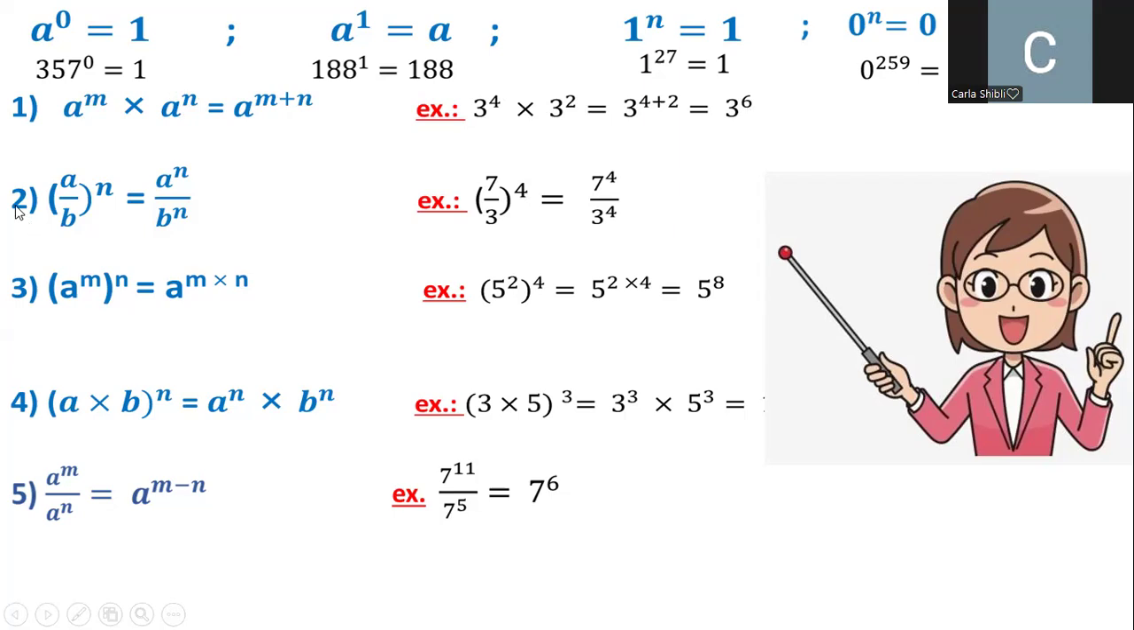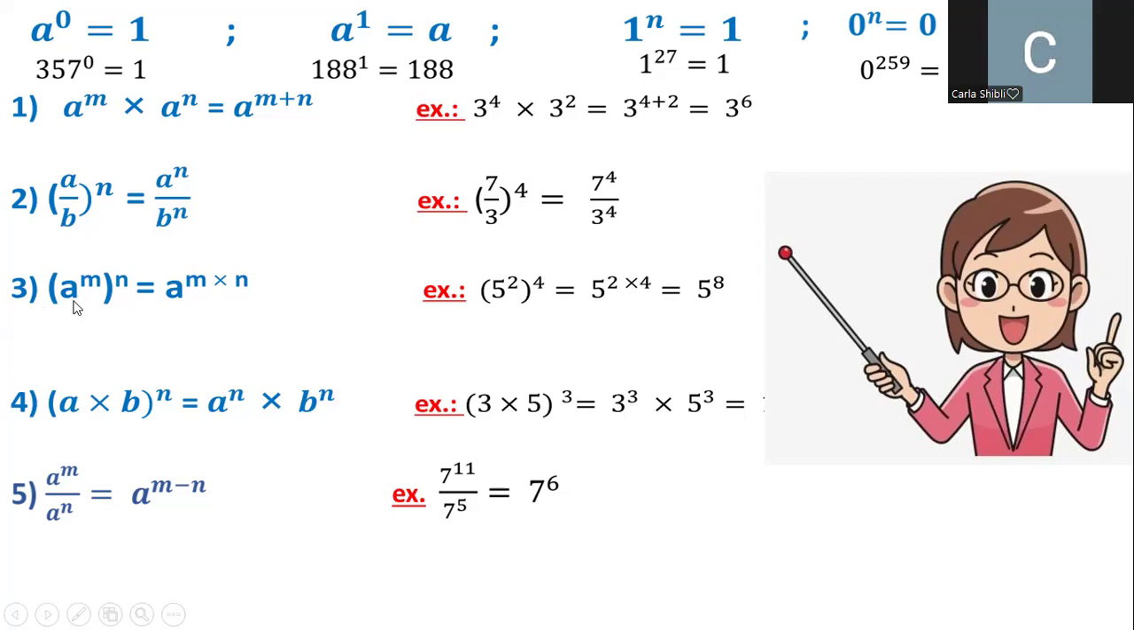Now, rule number two. If I am dividing two numbers to the same exponent, this exponent outside can be given to the numerator and to the denominator. So it can be written as a to the power n over b to the power n. For example, 7 over 3, all of it to the power 4, is equal to 7 to the power 4 over 3 to the power 4.